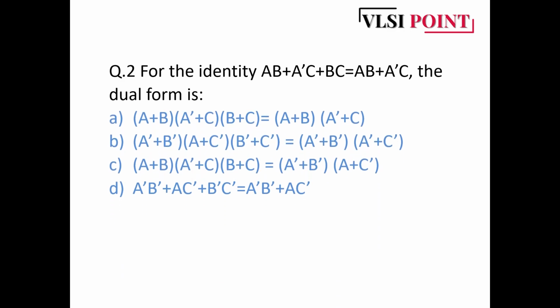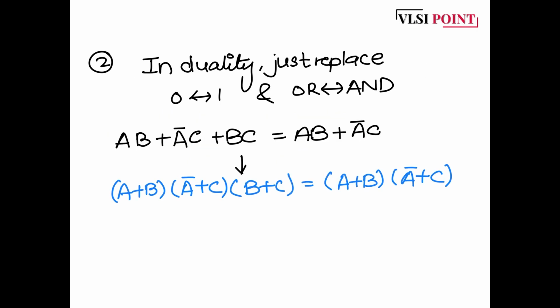Basically before starting this we should know what exactly duality is. Whenever you are given a function, you have to replace 0 with 1 and OR with AND and vice versa. In this function they have provided AB + A'C + BC = AB + A'C. Here, as we mentioned, wherever the multiplication sign is there we have to replace it with a plus sign, and the plus sign we have to replace with AND, that is multiplication. So AB becomes A + B, A'C becomes A' + C, BC becomes B + C. All these addition signs we have to replace with multiplication.